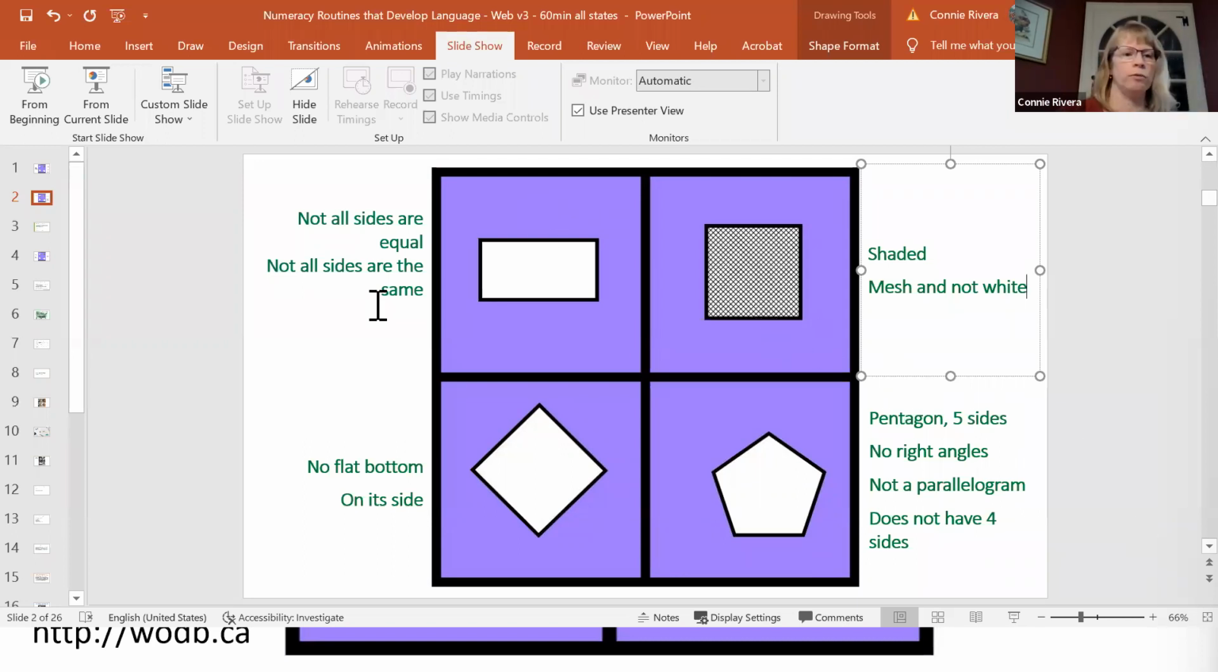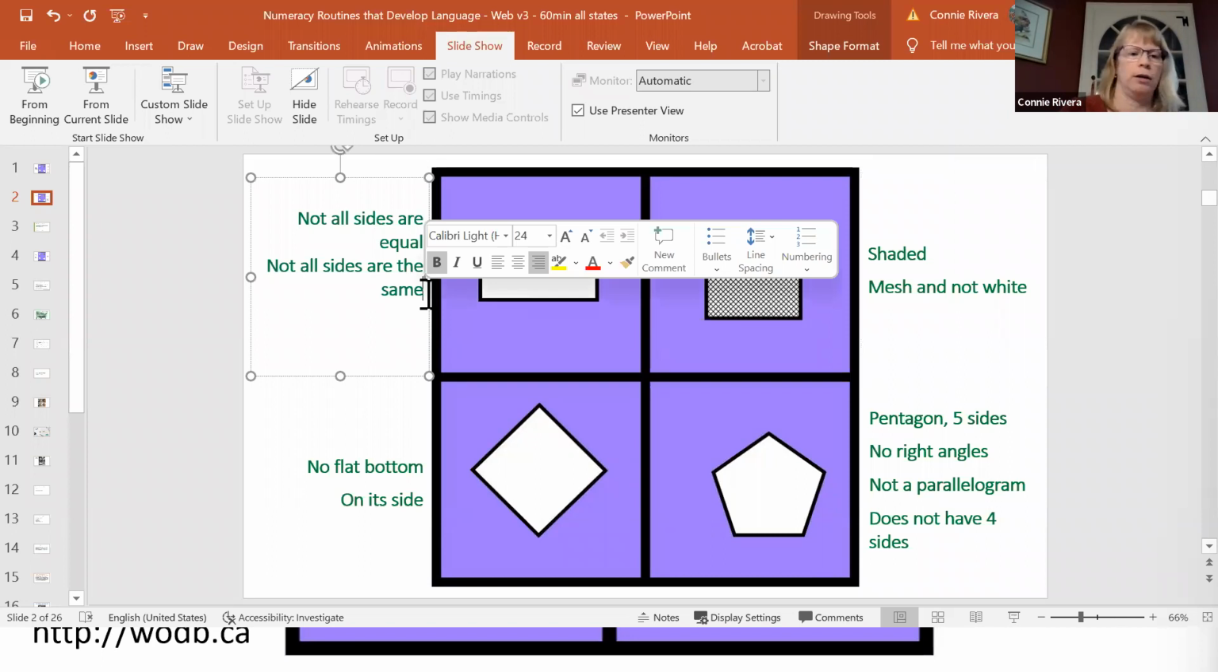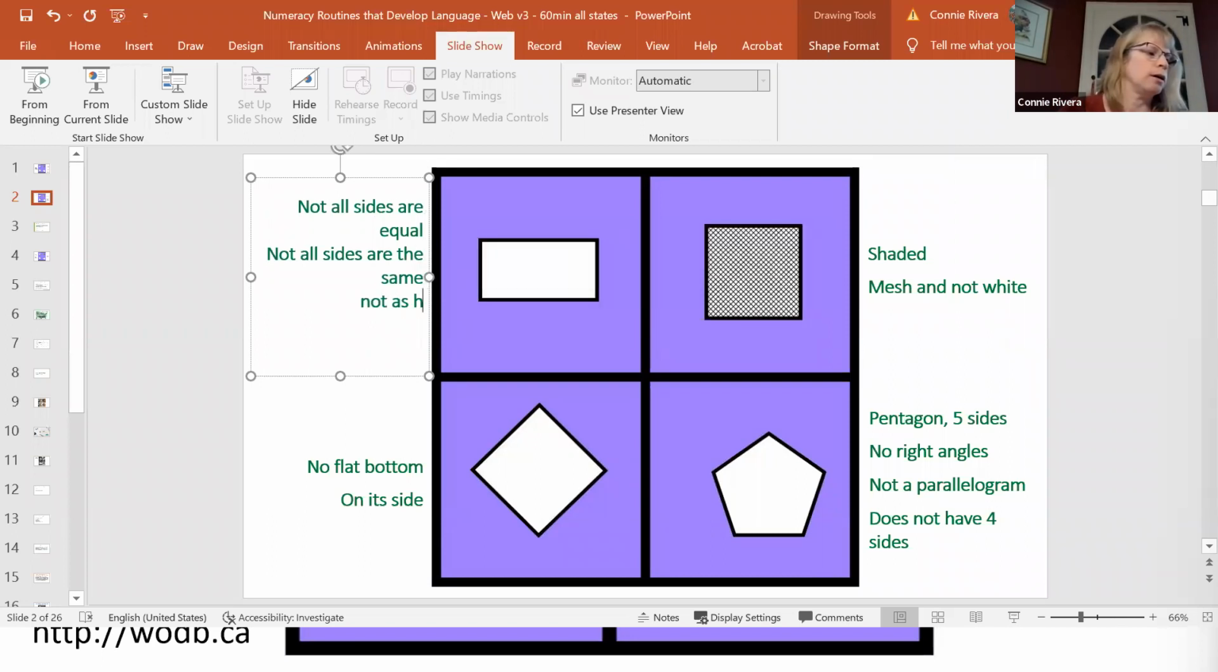Oh, rectangle, here's another one I just caught. Talking about the height of the rectangle, it's not as high as the other shapes. Okay.